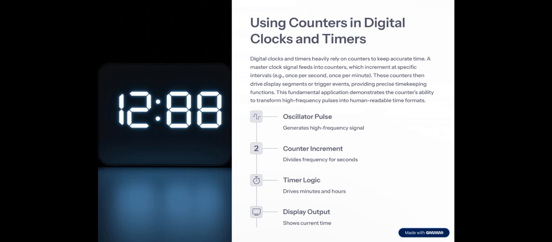Oscillator pulse generates a high-frequency signal. Counter increments divide the frequency for seconds. Timer logic drives minutes and hours. Display output shows the current time.